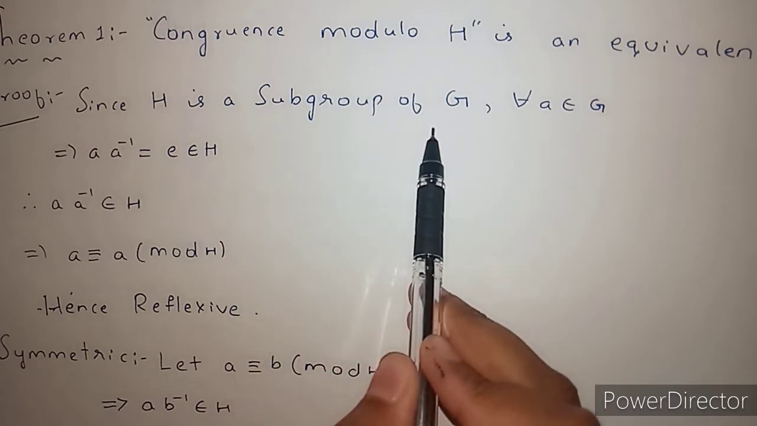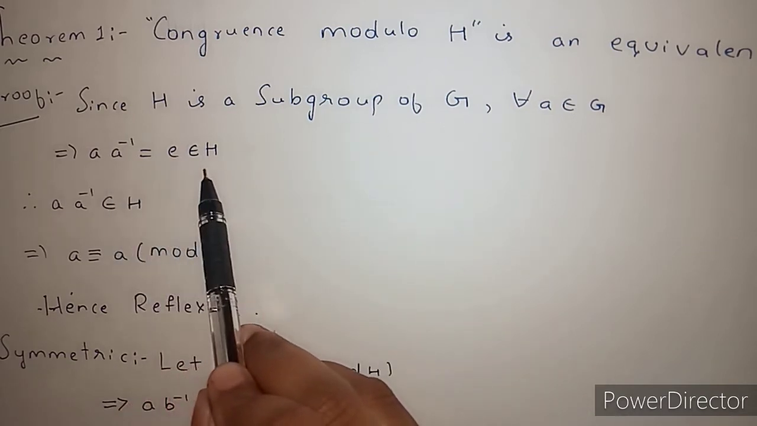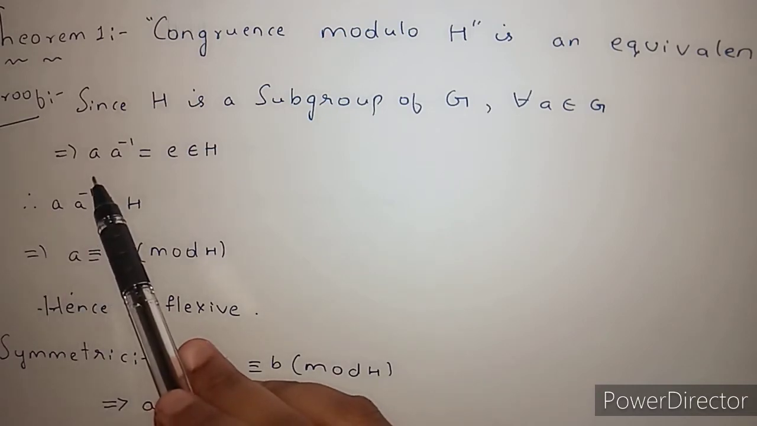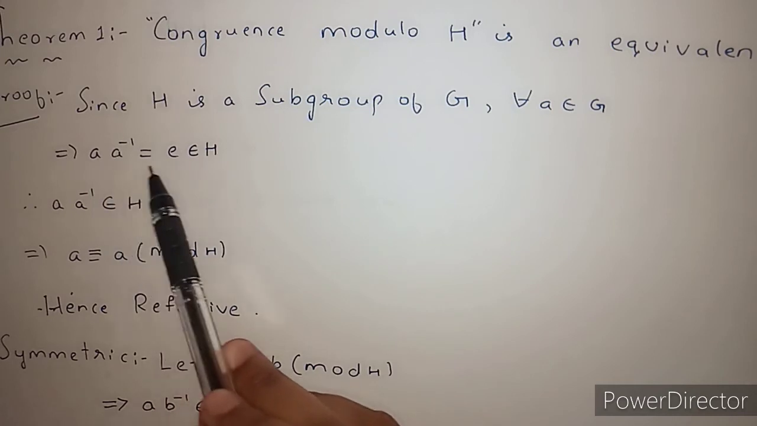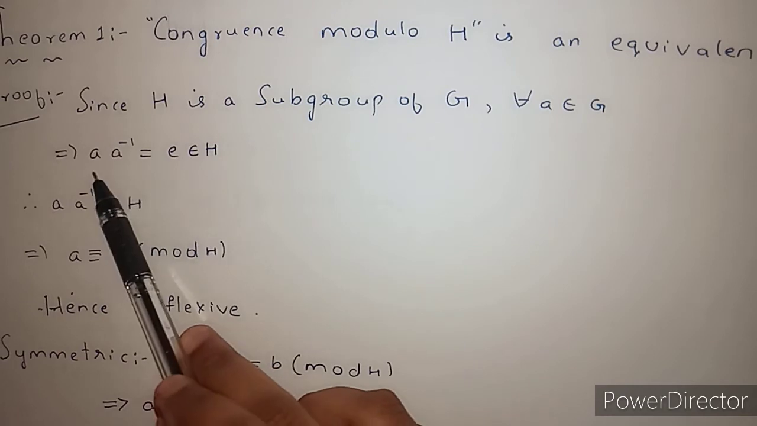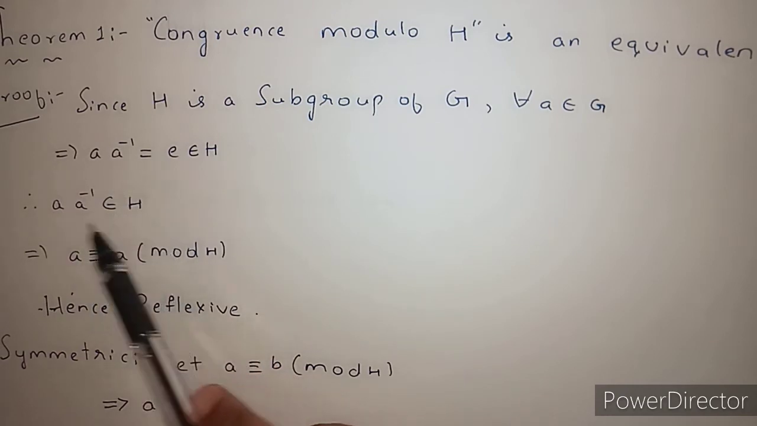Since H is a subgroup of G, a times a inverse equals e, which belongs to H. How? Since H is a subgroup, it should satisfy all the properties of a group. Existence of inverse is one of the properties of a group, right? So if a belongs to H, then a inverse also belongs to H. Then their product also belongs to H. So a times a inverse equals e belongs to H. So a times a inverse also belongs to H.